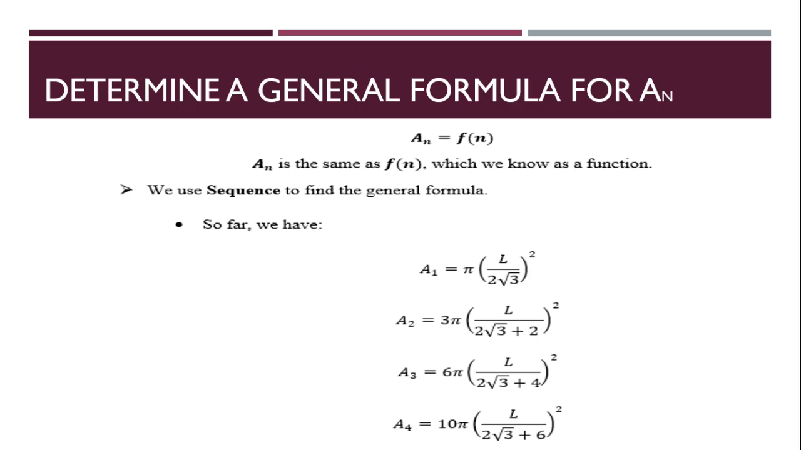So part C asks us to find the general formula for A of n, and A of n is the same as f of n. It's just a function. So we use these to find the general formula. So far, Tamina showed us that A of 1 is this formula, A of 2 is this formula, A of 3 is this formula, A of 4 is this formula.